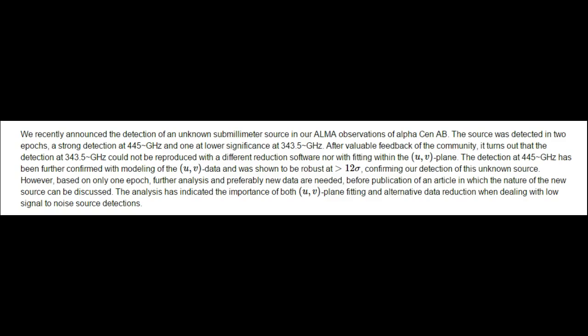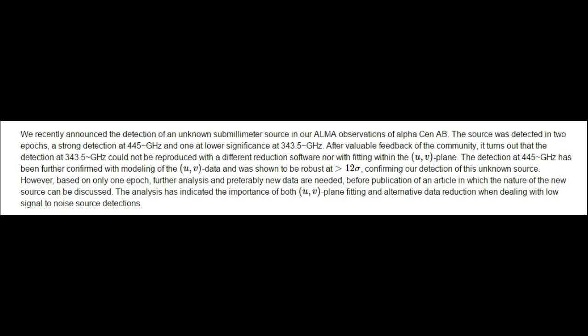We recently announced the detection of an unknown sub-millimeter source in our ALMA observations of Alpha Centauri A and B. The source was detected in 2 epochs, a strong detection at 445 gigahertz and one at lower significance at 343.5 gigahertz. After valuable feedback of the community, it turns out that the detection at 343.5 gigahertz could not be reproduced with a different reduction software, nor with fitting within the UV plane.